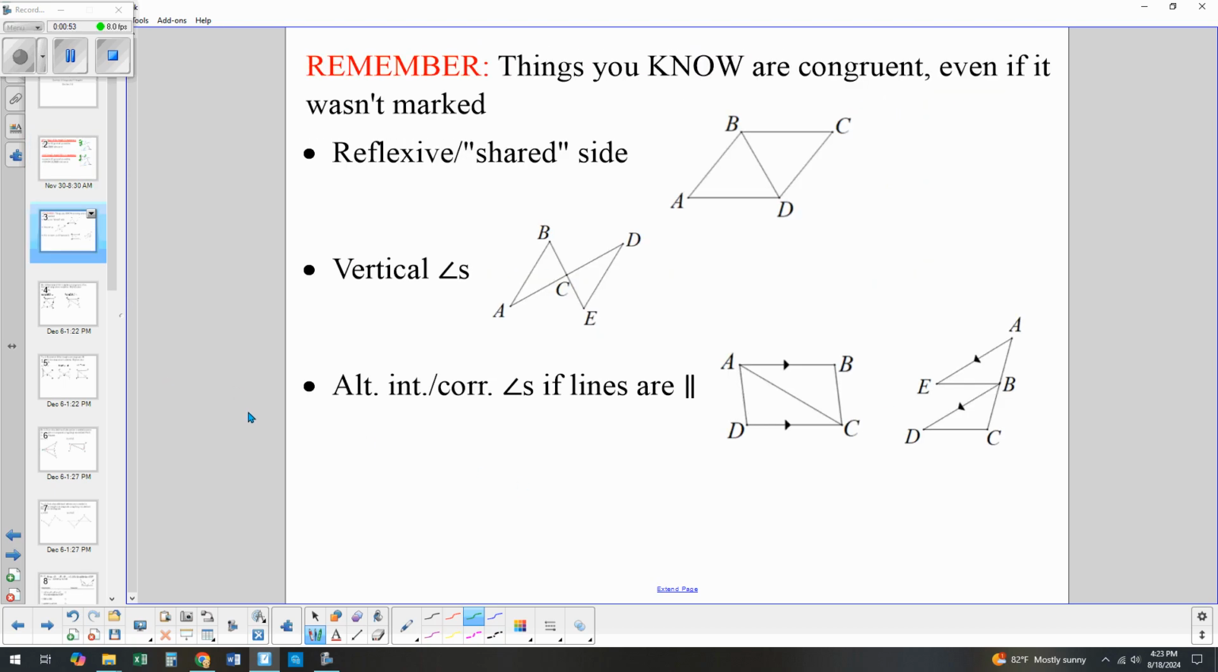So also remember, the things that we know we're allowed to mark as congruent are our reflexive or shared sides, our vertical angles, and also our alternate interior angles, and our corresponding angles.